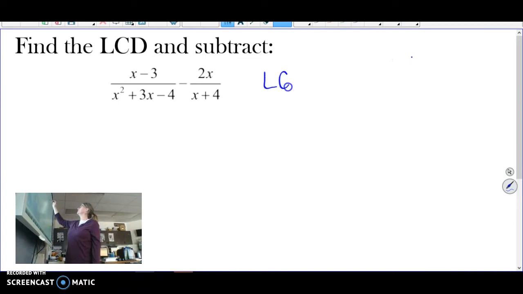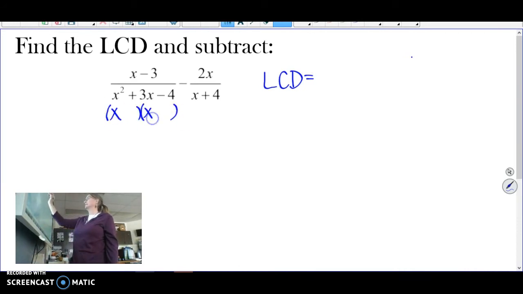Okay, first thing we want to do is find the least common denominator, and in order to do that, we're going to factor both denominators. This factors into x, and factors of 4 that add to positive 3 would be plus 4 and a minus 1. The denominator on the right side is already factored. X plus 4 is a linear factor, and so it doesn't factor any further.